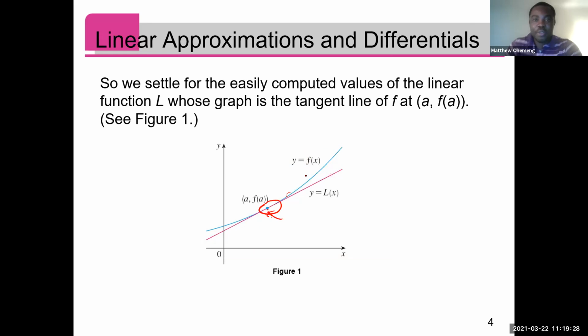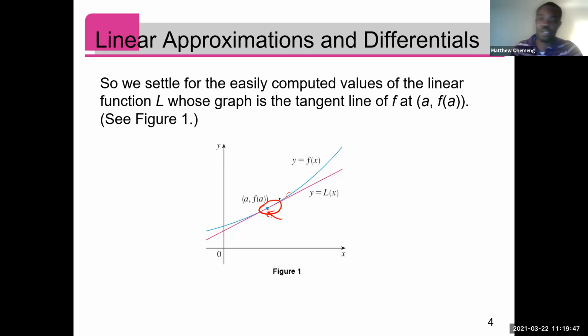So essentially, we are not doing anything new. All that we are doing is finding the equation of the tangent line and then reading the values on the equation of the tangent line to approximate the values on the actual curve. That's what we are doing. So it's nothing new, right? We are just calling it linear approximations. We are just using the tangent line instead of the actual curve to approximate the values.